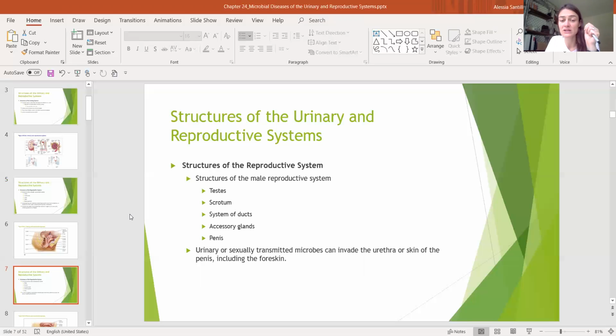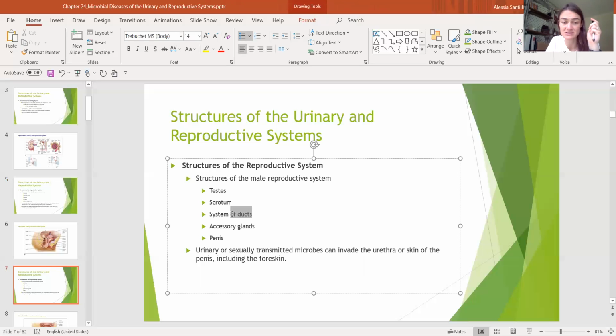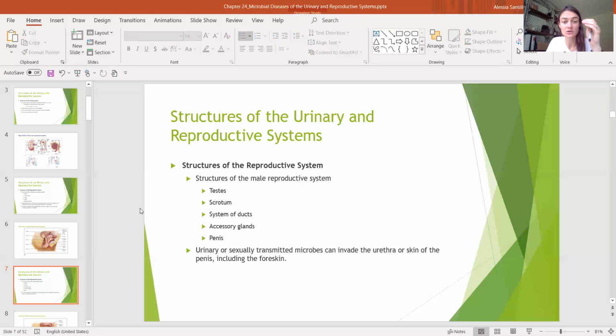So the reproductive organs of a male: we have the testes, the scrotum, and all of these systems of ducts, like the vas deferens, etc. Accessory glands like the prostate gland, which is where the vas deferens meets the urethra, and then the penis. Here you start seeing the reproductive system of males come together with the urinary tract. In fact, the vas deferens meets the prostate gland and the urethra. And so excretion of semen and urine happens from the same place in males.